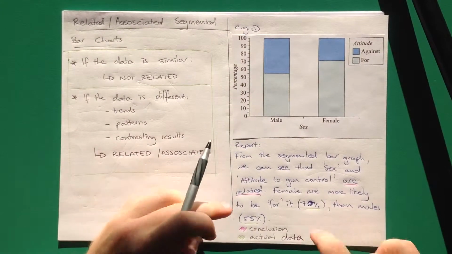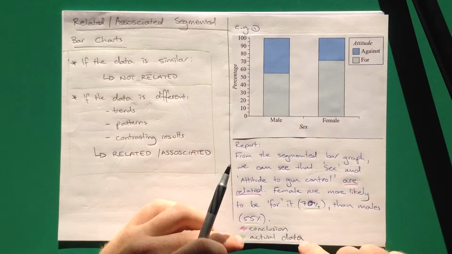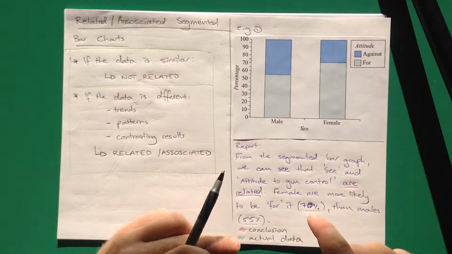So the important thing is to make sure you have a conclusion whether they are or aren't, and you actually include the numbers or the facts that prove that.